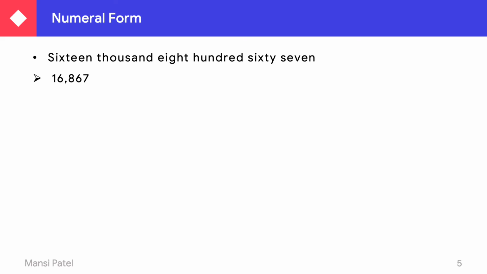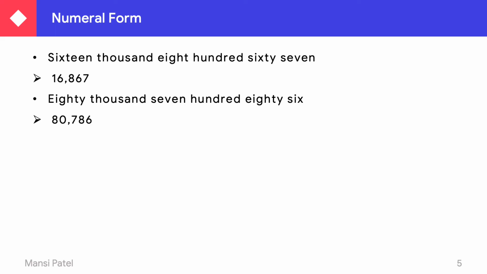So your numeral form is 16,867. Next number 80,786. Here it is 80,000, so you have to write down 80 first, then put the comma because our group will be changed, and then after that 786. How can we write down 786? We can write down 786 like 786.